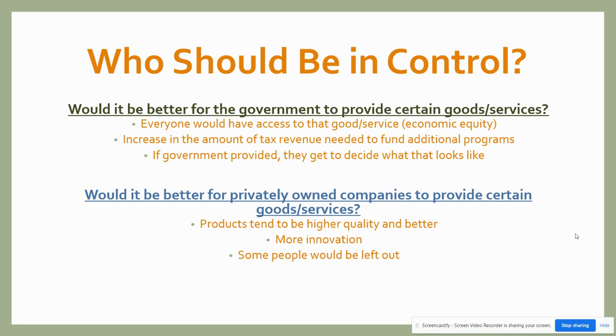But that does also mean that some people are going to be left out because those products are excludable, meaning you have to pay for them in order to get access to them, which means not everybody's going to get access, right? And so the question then comes down to, again, who should be in control?